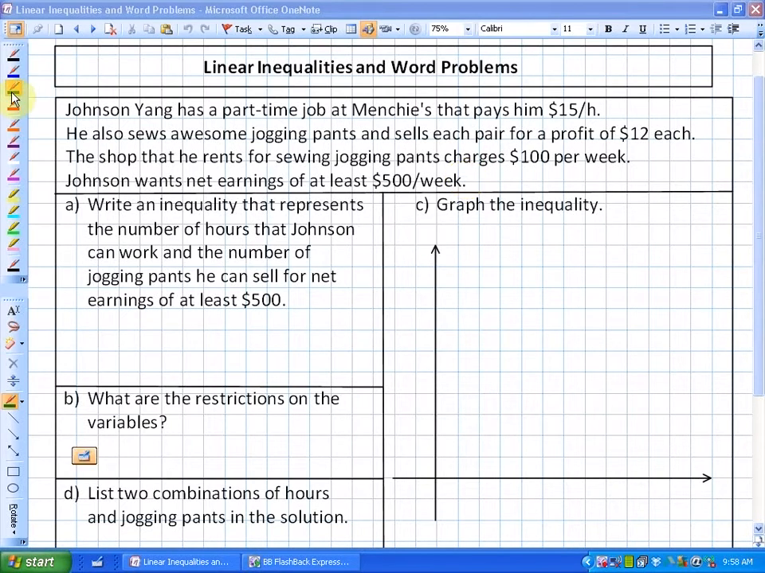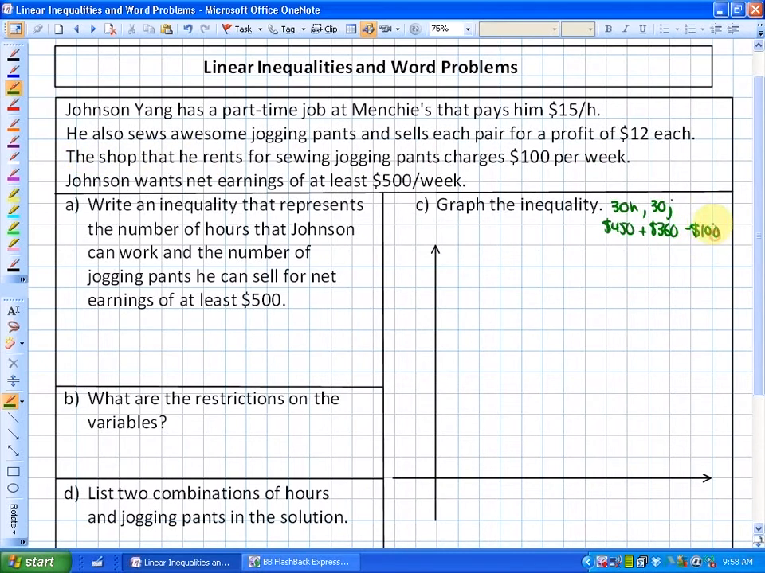So one example of a solution is, let's say that he worked for 30 hours and also made 30 sets of jogging pants. 30 hours of work would be $450. 30 jogging pants, because they're $12 each, would be $360. But then we know that he has to rent the store for $100, so that would be minus $100. His net earnings for that combination would be a total of $710, which is at least $500 a week.